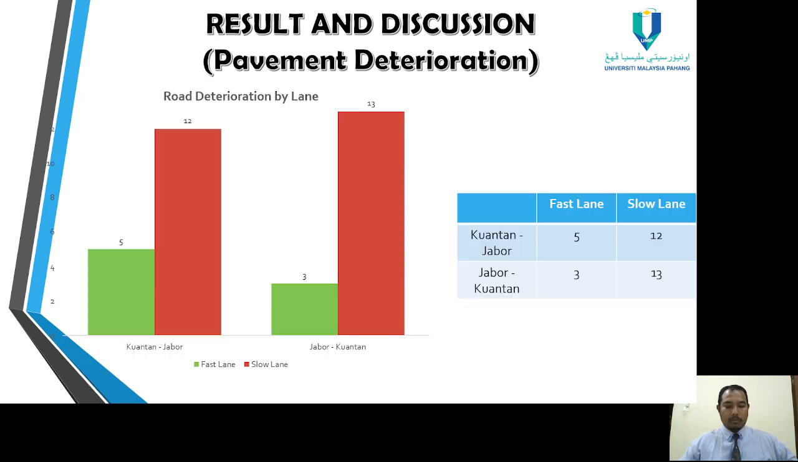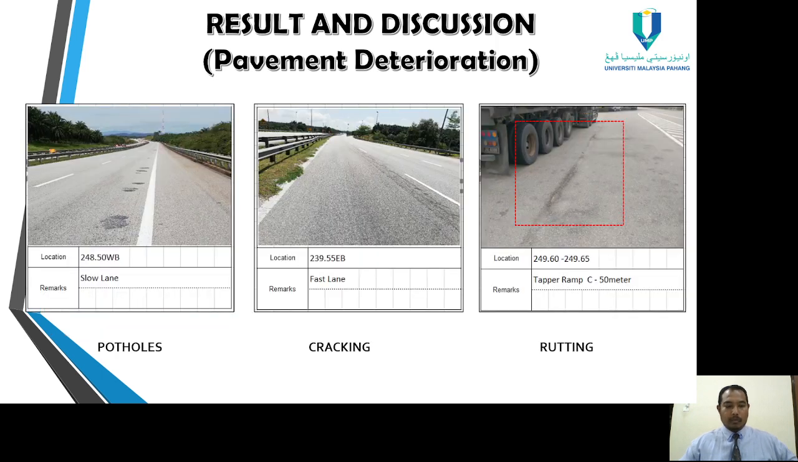According to the graph, it shows the road pavement deterioration by lane in 2022. The slow lane is the core of road pavement deterioration between Kuantan Jabor and Jabor Kuantan. For road pavement deterioration by site location and type of observation, we can see here in the picture it was pothole, cracking, and rutting on the main line at Kuantan Jabor and Jabor Kuantan.